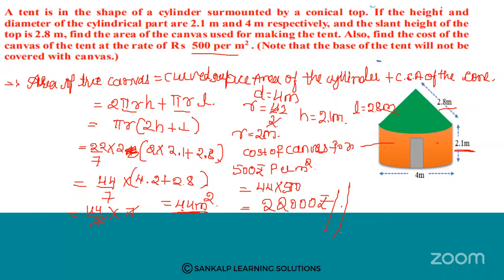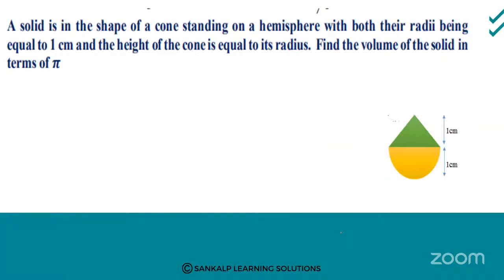Next one. A solid is in the shape of a cone standing on a hemisphere with both their radii being equal to 1 centimeter and the height of the cone is equal to its radius. That means height and radius are equal here. Find the volume of the solid in terms of pi.